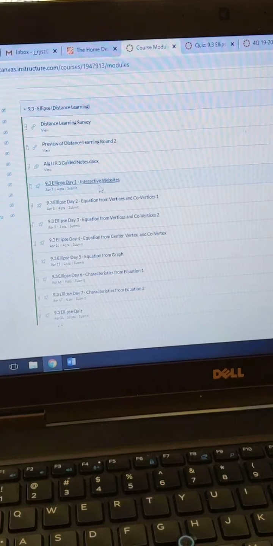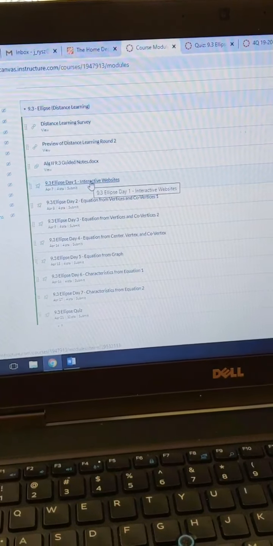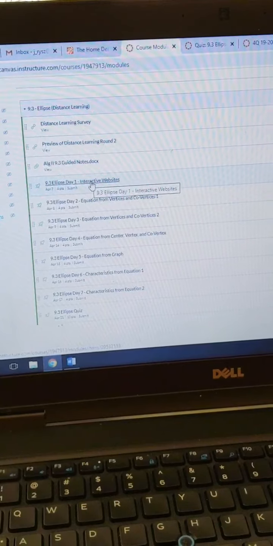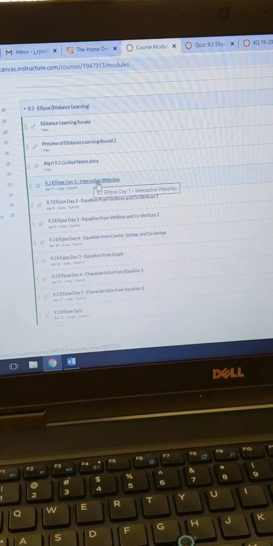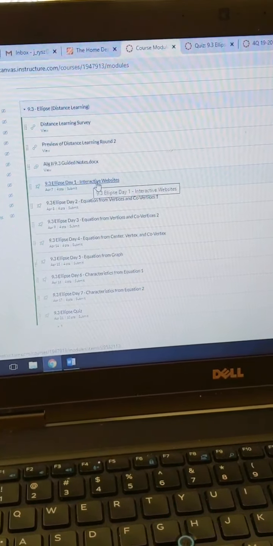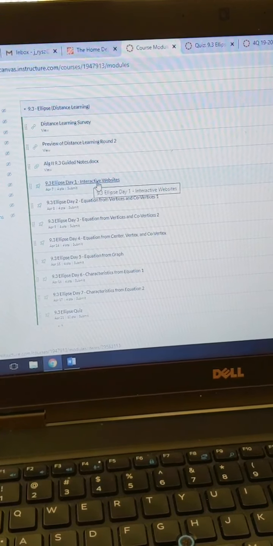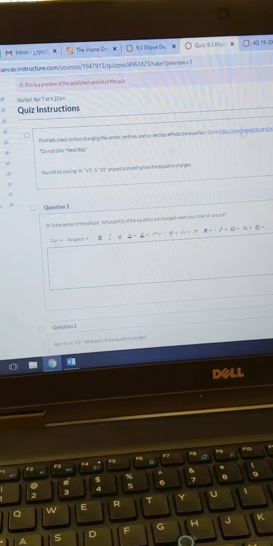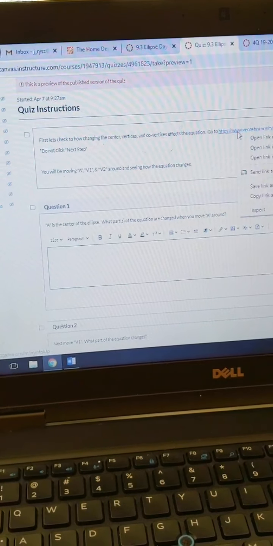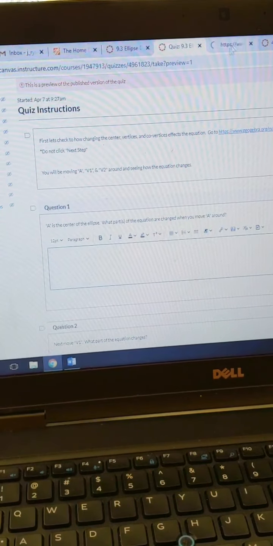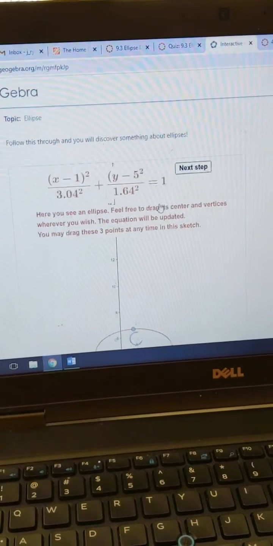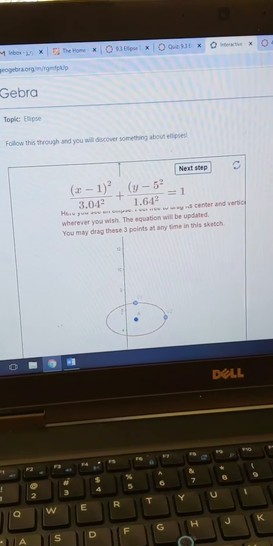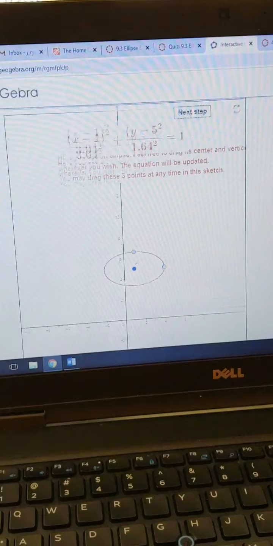What we're going to do today with the ellipses is look at these two interactive websites and discuss how they affect the equation and the shape of the ellipse. I already have that previewed up for you here. The first one, they want you to go to this website, so I'm going to open that in a new tab. We're not going to click anything. We're just going to look at the equation up here, and we're going to move some things around.